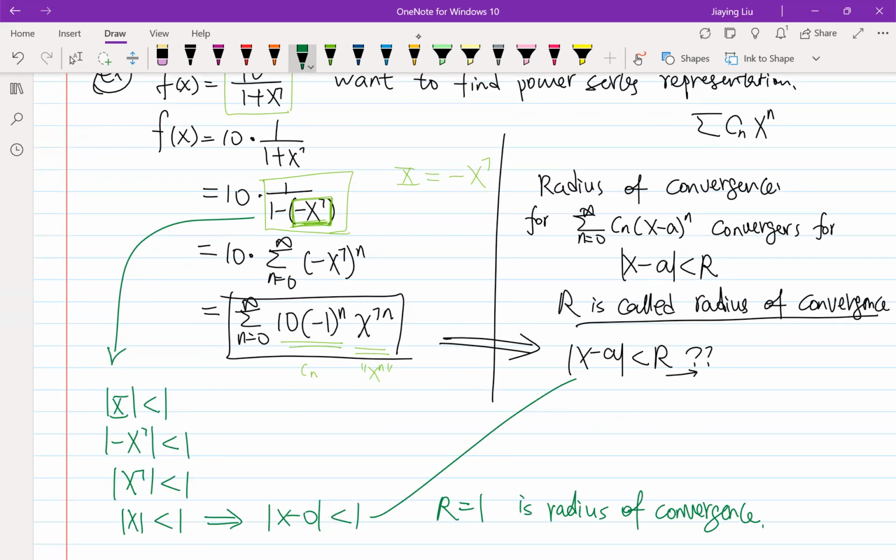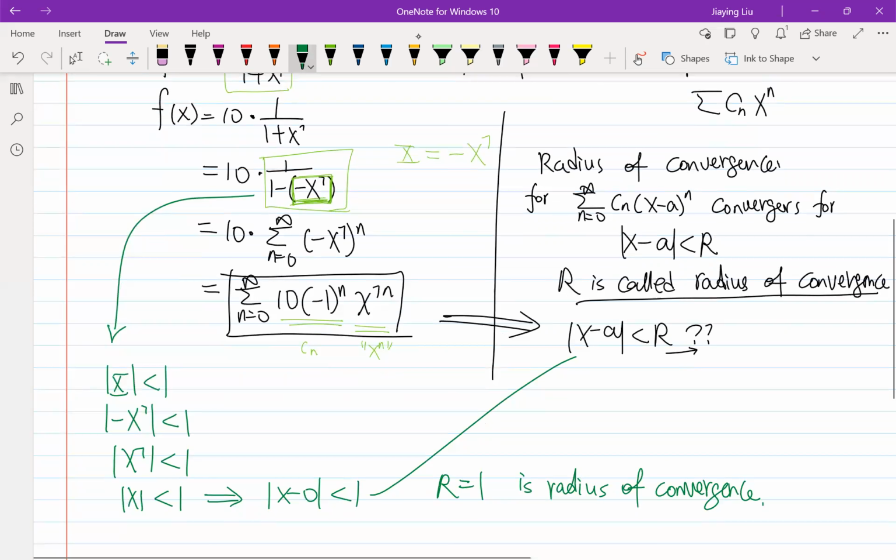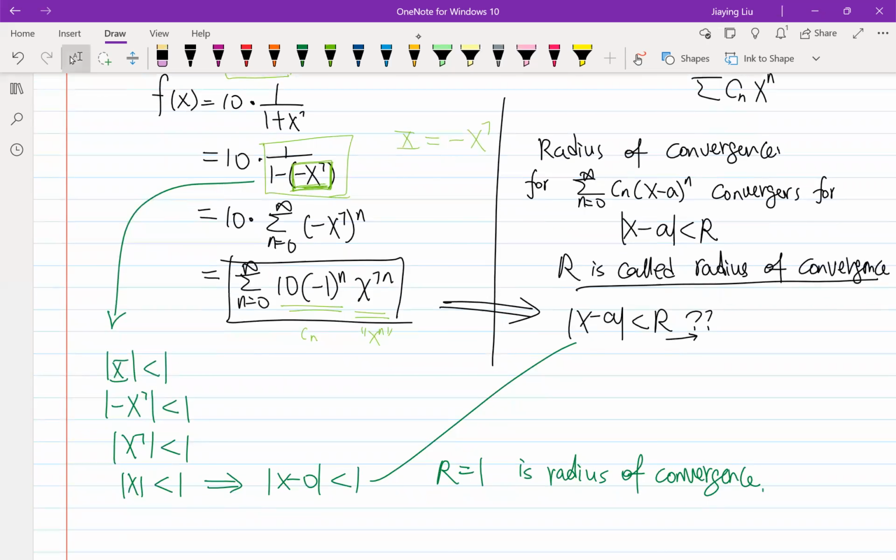So instead of taking the final power series and trying to figure out what the a and the R are from there, we take the substitution we did earlier, with capital X in absolute value being less than 1, to figure out the equivalent inequality for lowercase x and find the radius of convergence there. Any questions about finding the radius of convergence?